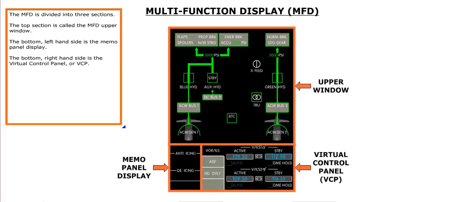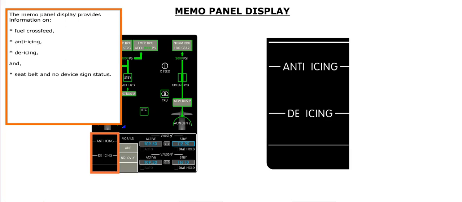The MFD is divided into 3 sections. The top section is called the MFD upper window. The bottom, left-hand side is the memo panel display. The bottom, right-hand side is the virtual control panel, or VCP. The memo panel display provides information on fuel crossfeed, anti-icing, de-icing, and seatbelt and no device sign status.